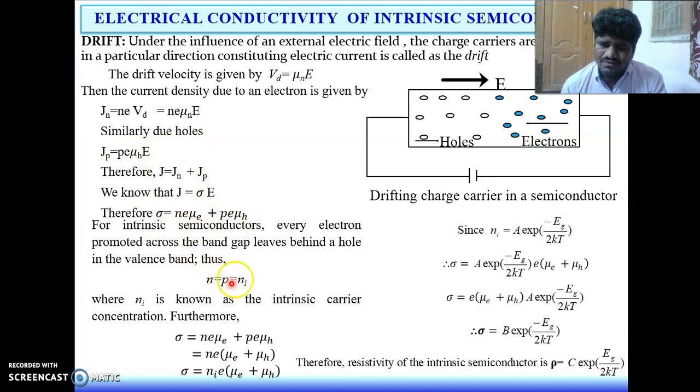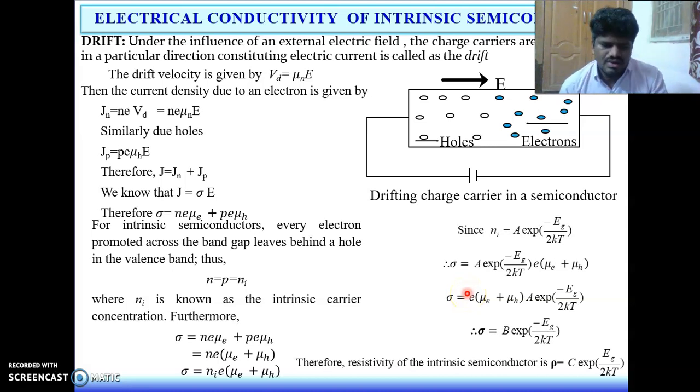And we know that for intrinsic semiconductor N is equal to P is equal to Ni. Therefore, by substituting this value in this equation, we can get sigma is equal to Ni e (mu E plus mu H). This is the electrical conductivity of the intrinsic semiconductor. Since we know that Ni is equal to A exponential minus Eg by 2 kT, by substituting this value after simplification, we can get the electrical conductivity is equal to B exponential minus Eg by 2 kT, and resistivity will be rho is equal to C exponential Eg by 2 kT.